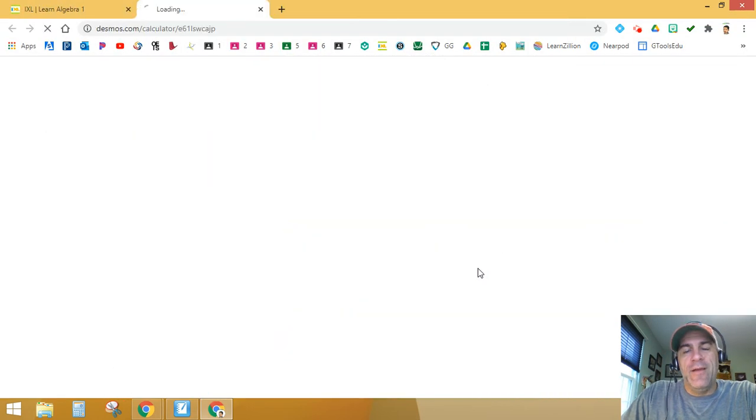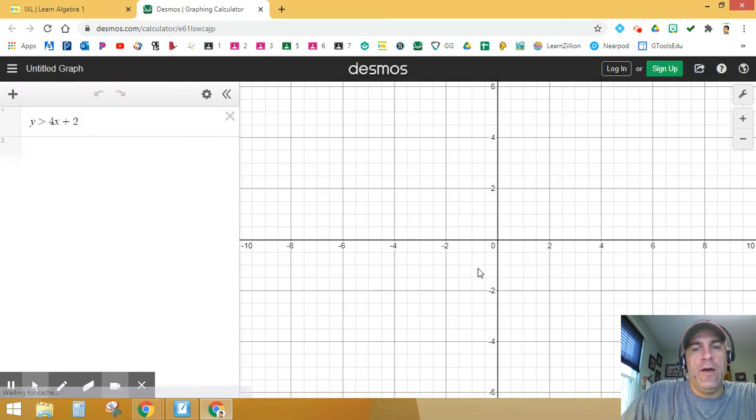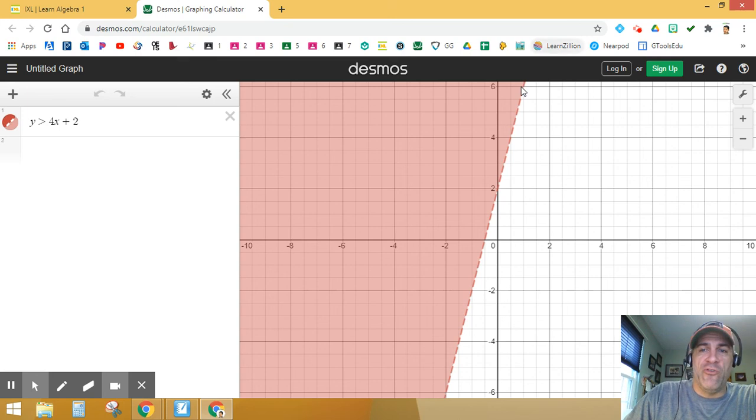And to graph it, I'm not going to cheat, but I'm going to use Desmos to show you what it looks like. It draws a dashed line because it's only greater than. Y-intercept is 2, slope is 4, and then it shades above the line, not left versus right but up versus down, because we're starting with y. We're starting with y, so y is greater than means above the line.